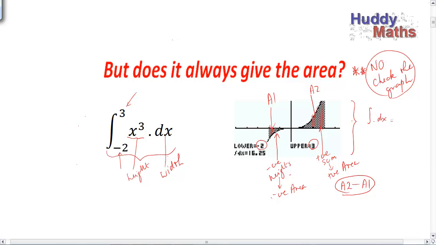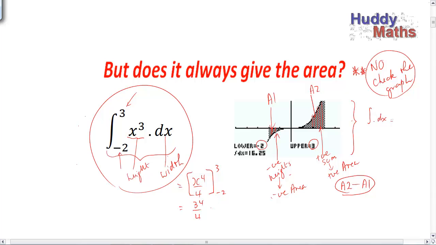But of course, if we just went willy-nilly across the interval, let's do this in the new notation. X to the fourth on 4, evaluated from -2 to 3, is 3 to the fourth on 4, which is 81 on 4, so that's 20 1/4, minus -2 to the fourth on 4, which is 16 on 4, so that's -4.